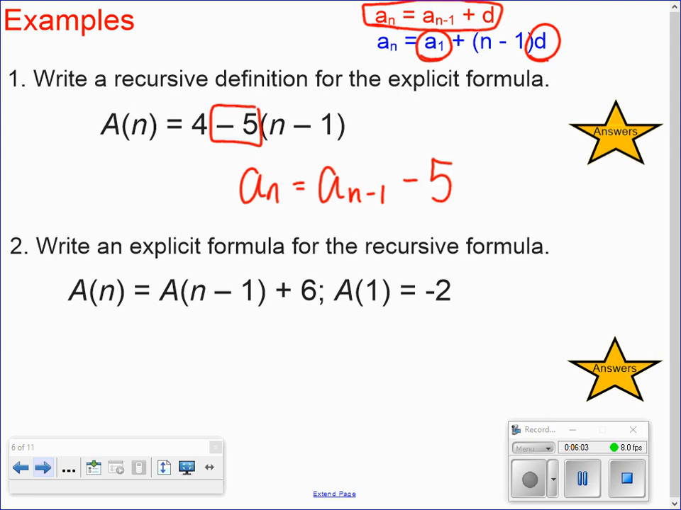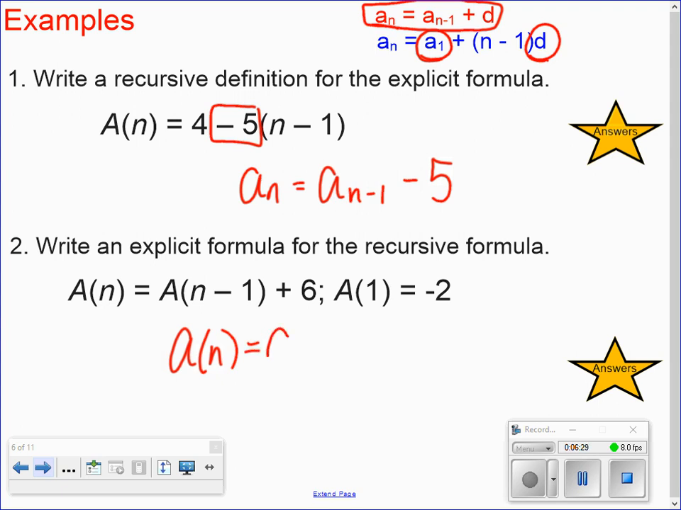Now you can put the common difference at the end, or you can put it in front. We like to write it in the front just because it's a little bit cleaner and a little bit nicer when we want to evaluate. So we're going to write our explicit formula. We're going to start off with a of n. Okay, that part's not changing. Equals, we need the first term.